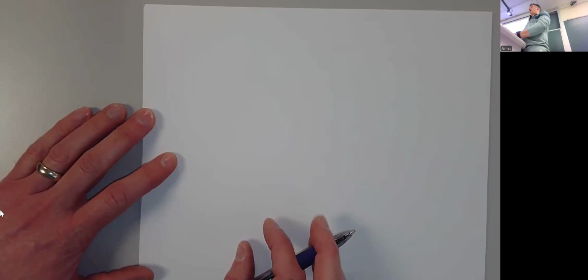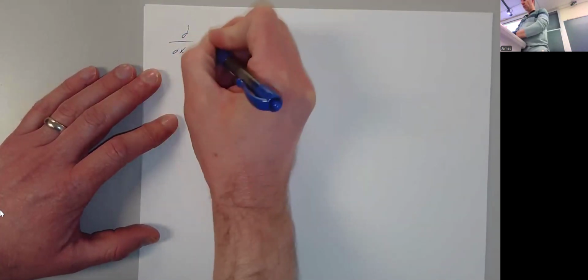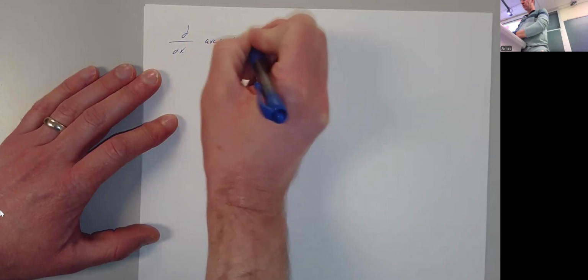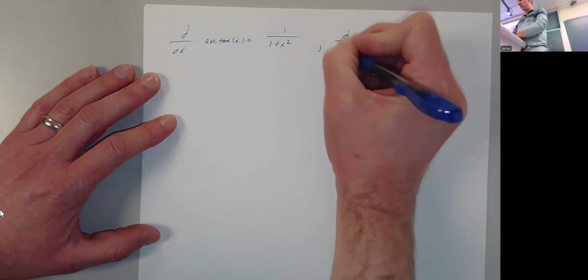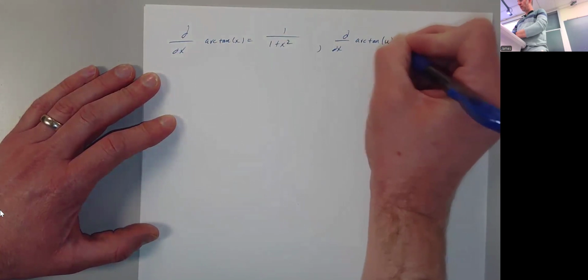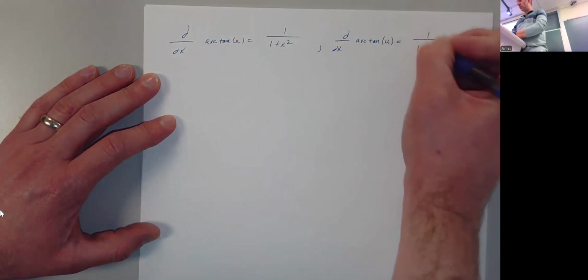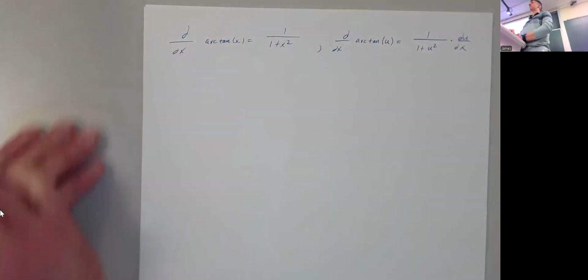I'll point out before we do anything else, we just learned a new derivative. The derivative of arctangent of x equals 1 over 1 plus x squared. You already know that means we also know a chain rule version of it. If the derivative of the arctangent of x is equal to 1 over 1 plus x squared, then the derivative of the arctangent of some stuff, I'll use u for the moment, is equal to 1 over 1 plus your stuff squared times the derivative of your stuff.